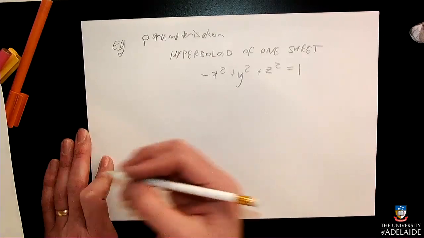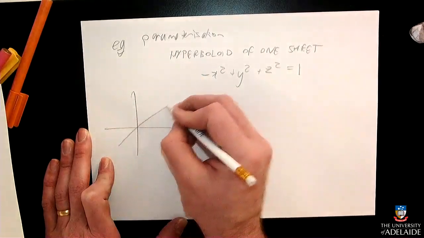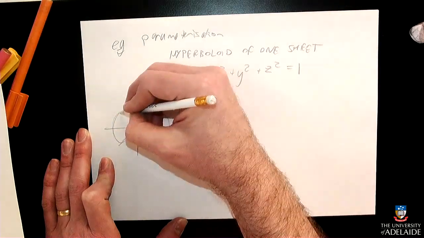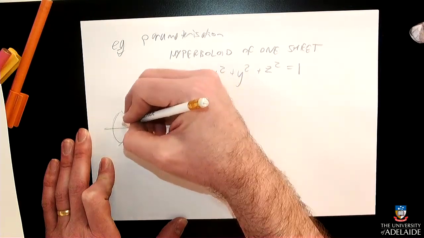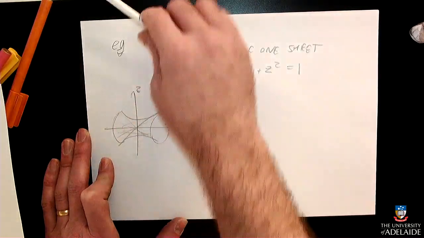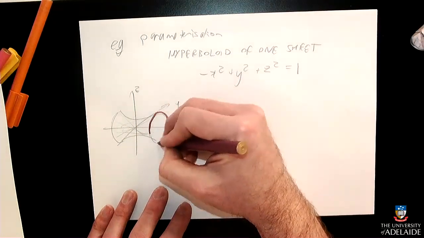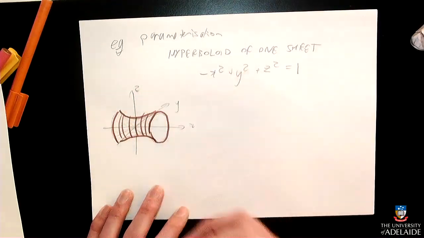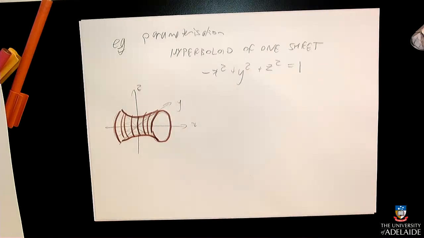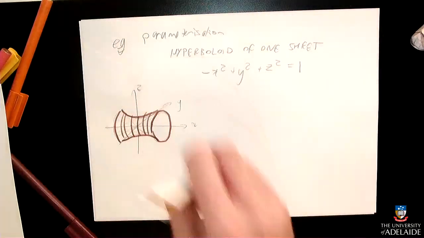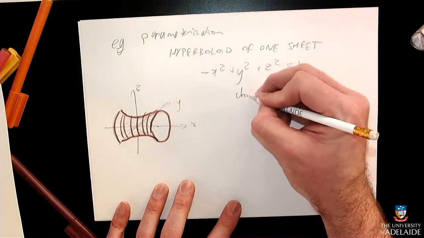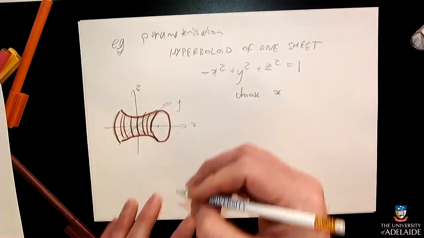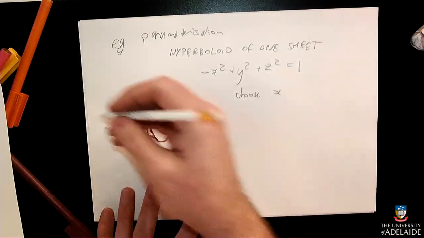Okay, let's see if I can draw a picture of this. I really should do it in colour. Something like that. What I'm going to do is notice that it's mostly made of circles, so I'm going to choose x. And then once I've chosen x, I'm going to have to choose a radius for my circle.